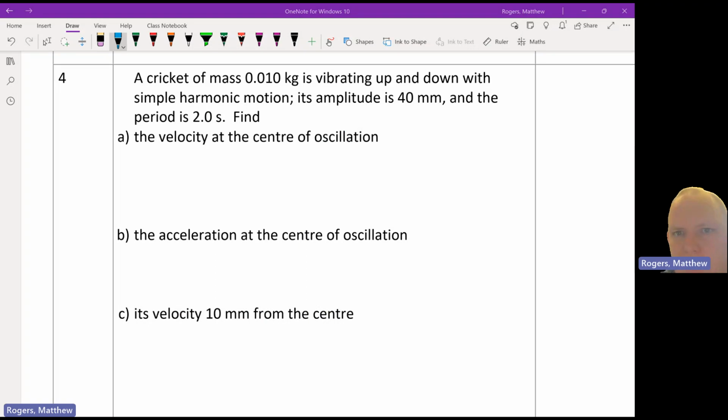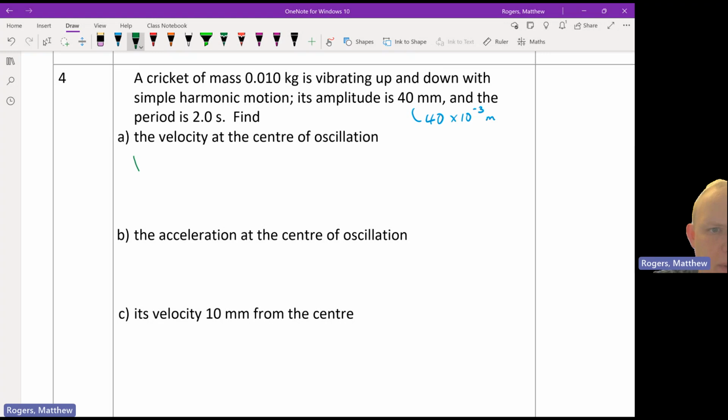A cricket of mass 0.01 kilograms is vibrating up and down with simple harmonic motion. Its amplitude is 40 millimeters and the period is 2 seconds. Let's just be careful with this: 40 times 10 to the minus 3 meters. Now, the velocity at the center of the oscillation.